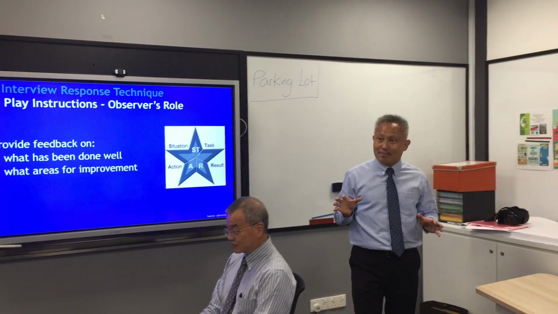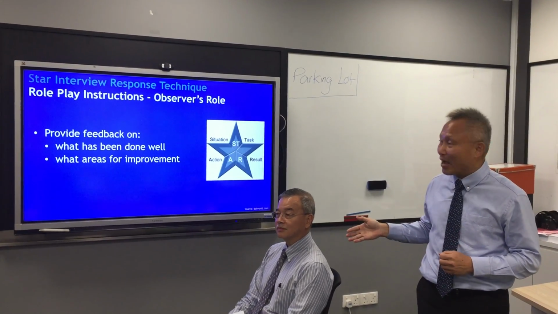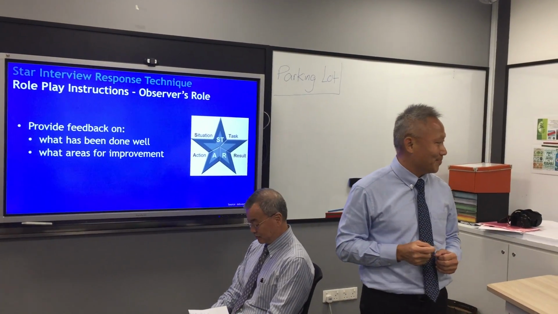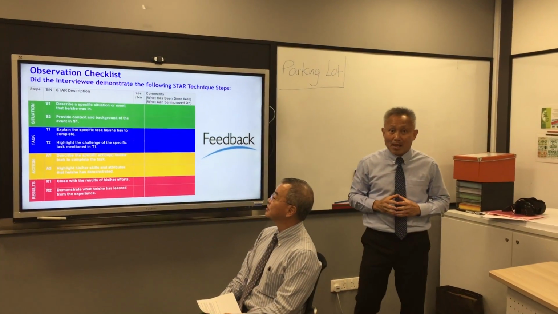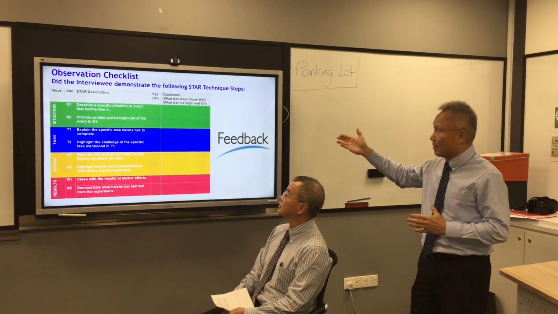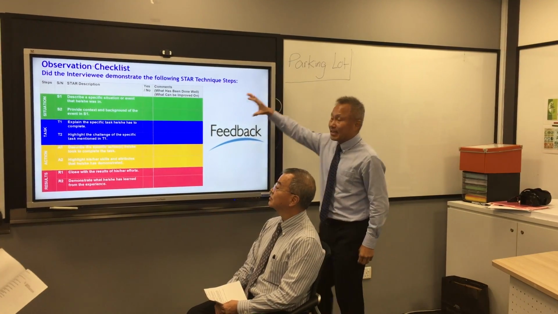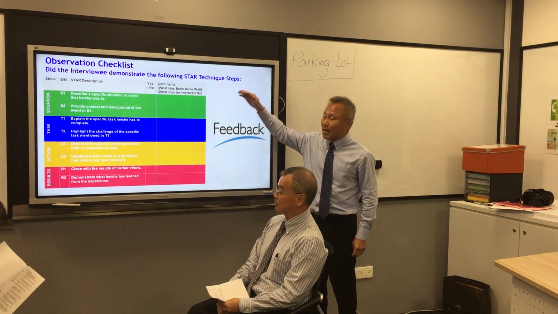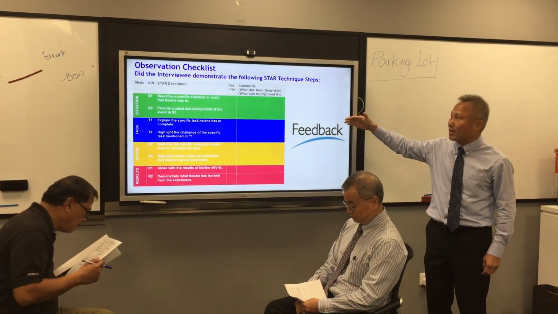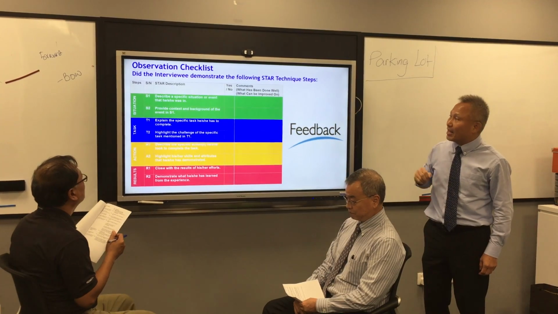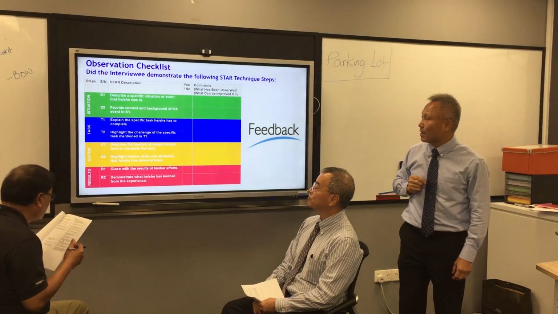So what's the role of the observer? Your role is to provide feedback on what Daniel has done well and what the areas for improvement are for him. And for consistency, we are all going to use this observation checklist. This is a guide for you to make sure that you are able to observe and to also provide your comments on whether Daniel has demonstrated each of the STAR steps.